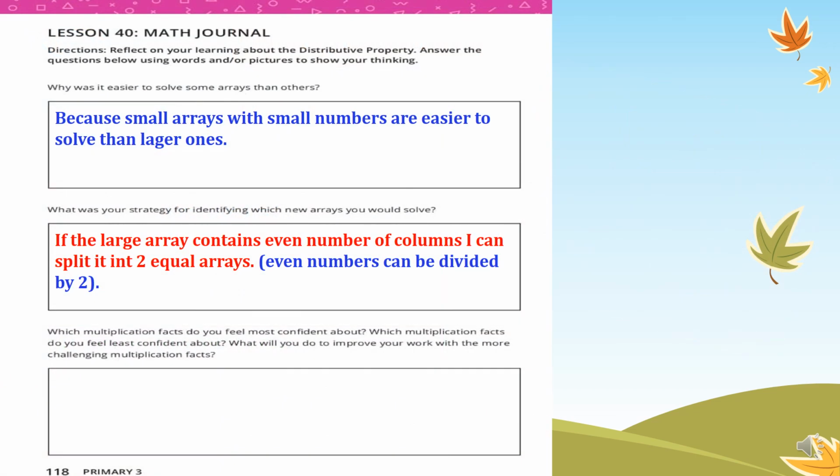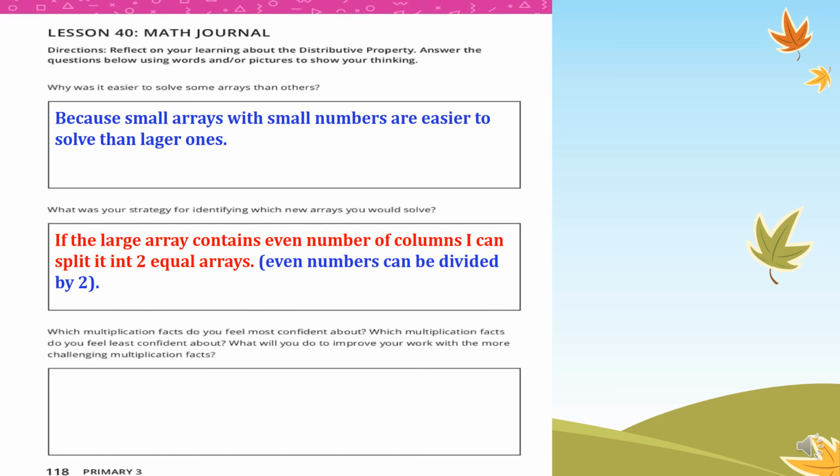Reflect on your learning about the distributive property. Answer the questions below. First question, why was it easier to solve some arrays than others? I can say because small arrays with small numbers are easier to solve than larger ones. If I have a small array and a large array, which will be easier? Sure, the small, because it has small numbers. When I multiply small numbers, it's easier to solve than big numbers.